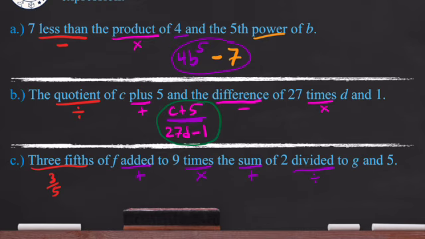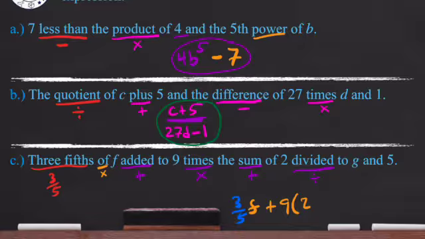So we have 3/5. Let's go ahead and write this out. 3/5 of f. By the way, this word of is another word for multiplication. So we are going to multiply 3/5 to f. Then we are going to add this with 9 times something else. Well, 9 times what? 9 times the sum of something else. So we're going to go parentheses. 9 times the sum of 2 divided by g and 5.